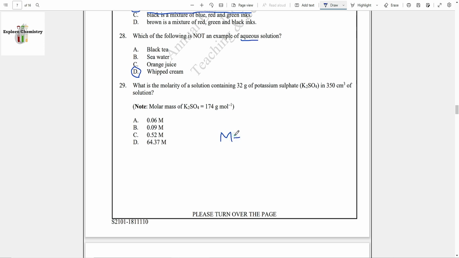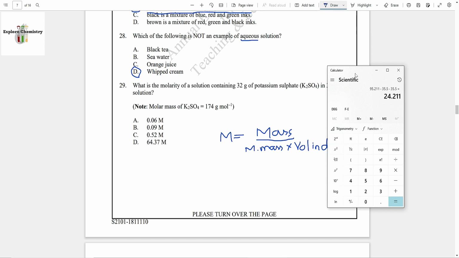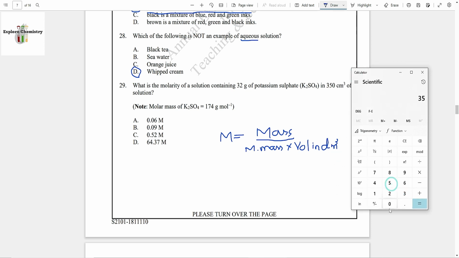Formula is, if mass is given, mass divided by molar mass of K2SO4, which is already given as 174 in the note, multiplied by volume in decimeter cube or in liter. But we have volume in centimeter cube. We need to convert this into decimeter cube. To convert centimeter cube into decimeter cube, we have to divide the value by 1000.